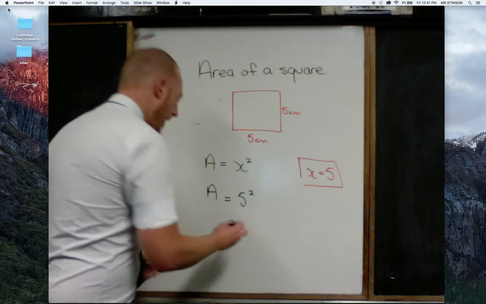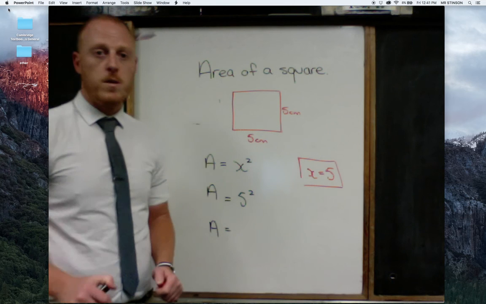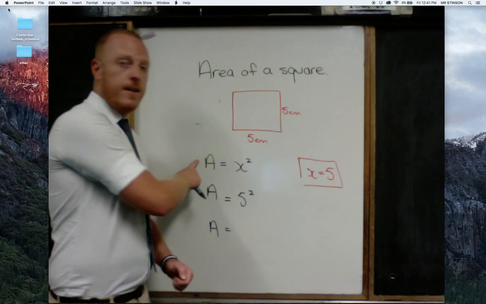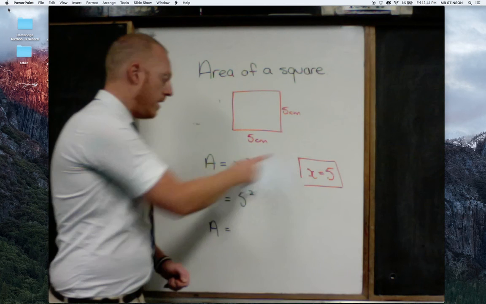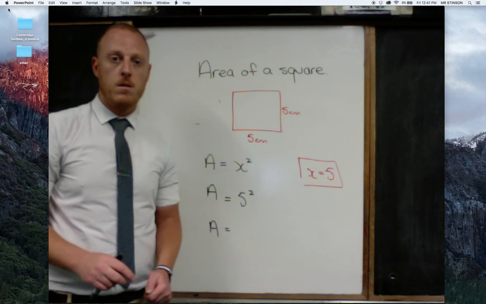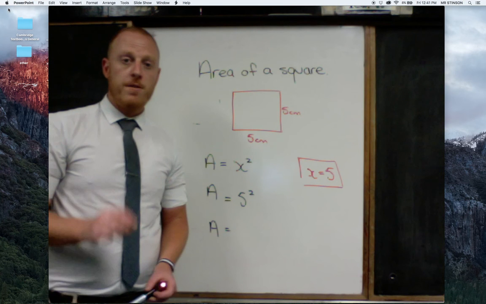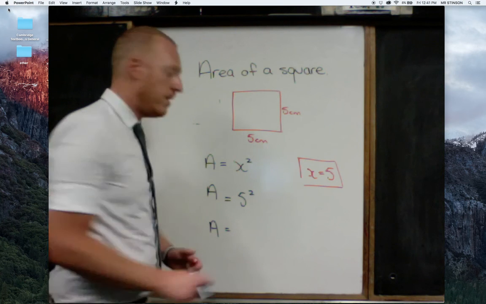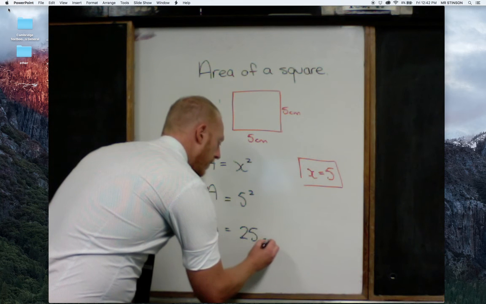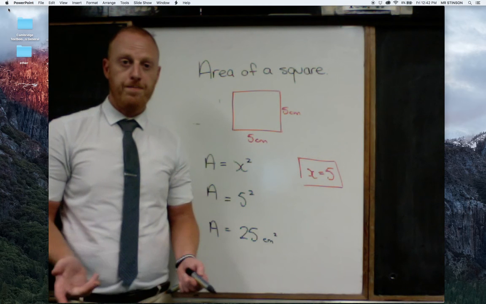Alright, our very last step. We need to calculate. Write your formula, write your values, substitute, and very lastly, calculate. So what's 5 squared? Use your calculator if you need to. 5 squared is 5 times 5. Area, therefore, equals 25 centimeters squared. Good job. All right, let's do one more.